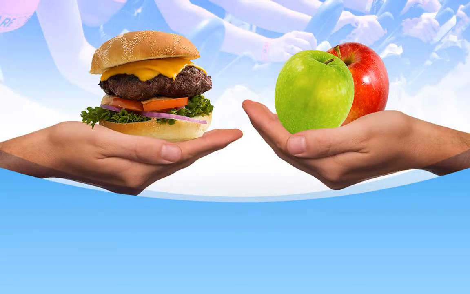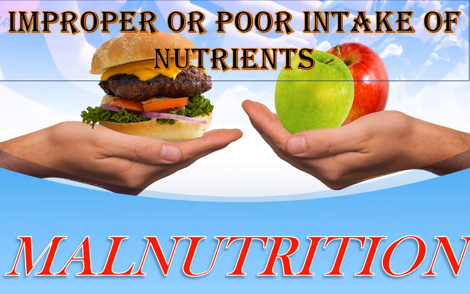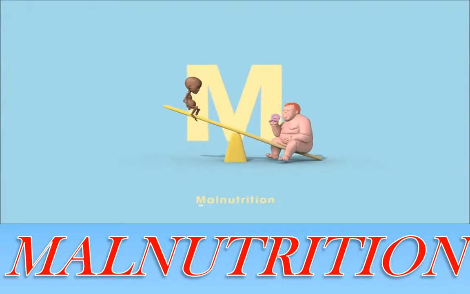As I have told you earlier, our diet should have all the nutrients that our body needs in right quantities, not too much of one and not too little of the other. Improper or poor intake of nutrients in the body is known as malnutrition. It can be due to overnourishment or undernourishment.